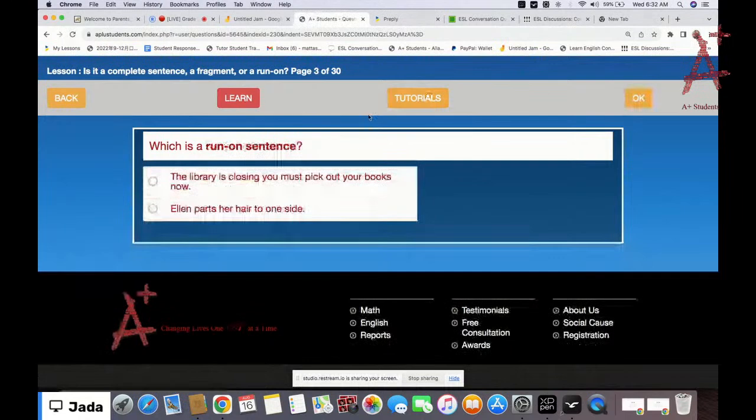Which is a run-on sentence? The library is closing. You must pick up your books now. Ellen parts her hair to one side. So if you're looking for a run-on sentence, the first one is the run-on sentence because you said the library is closing. That is one sentence. You must pick up your books now. That is another sentence. So if you're joining those two sentences together, it makes it a run-on. So that is actually wrong. Okay.